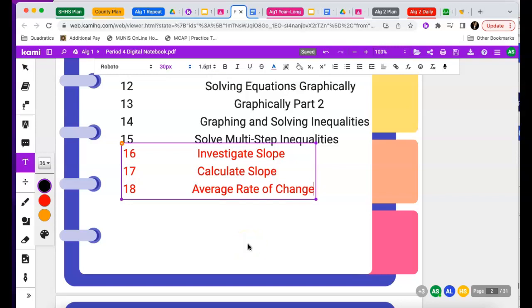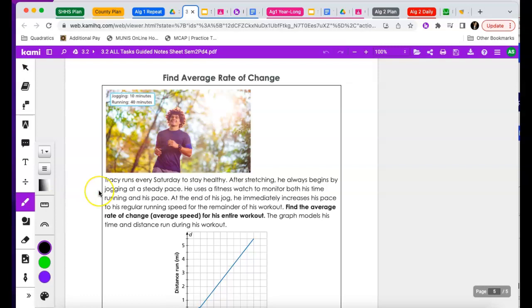Hey guys, in this video we are going to go over page 18 notes, average rate of change. So go ahead and pause the video, add page 18 to your table of contents, and then I'll give you the page to tape down. Alright, we're going to go ahead and get started with page 18.